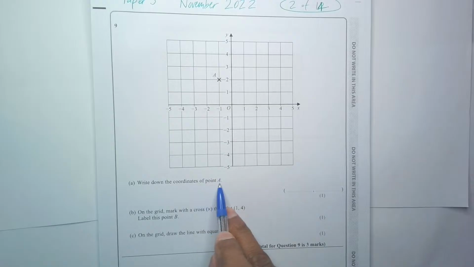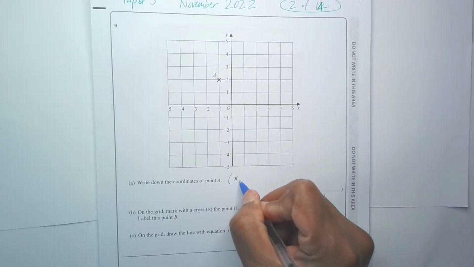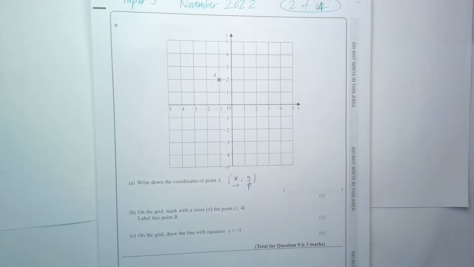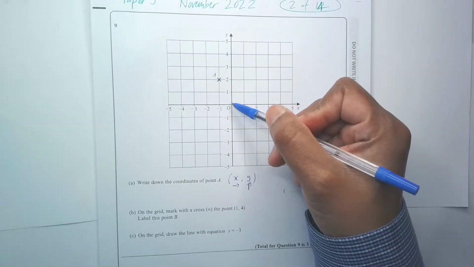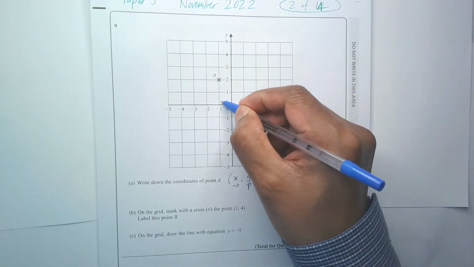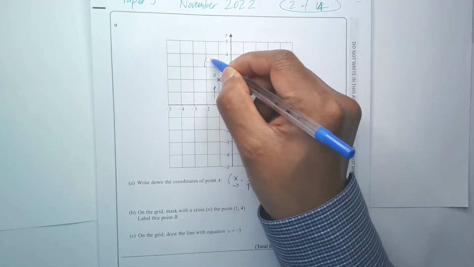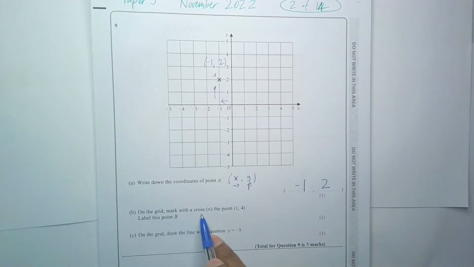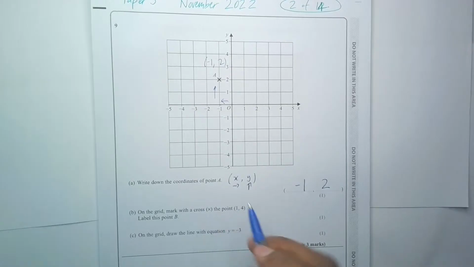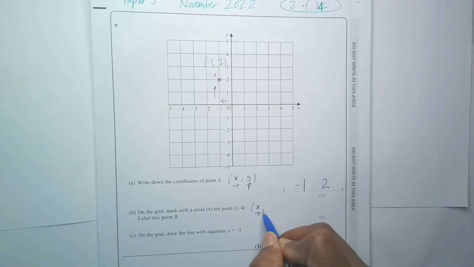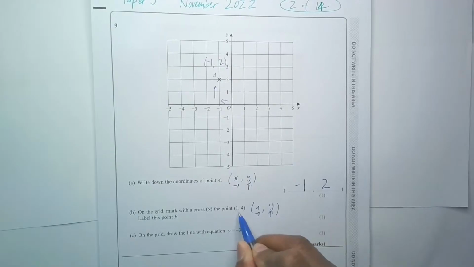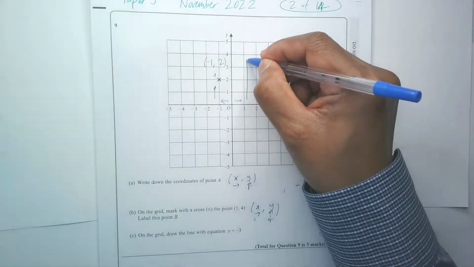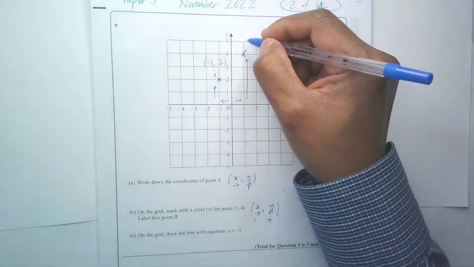So write down the coordinates of point A. So A is there. So remember, along the corridor, up the stairs. So x is our along the corridor, y is our up the stairs. So we start from the center, along the corridor -1, up the stairs 2. So -1, 2. On the grid, mark with a cross x the point 1, 4. So again, along the corridor, x, and then y, up the stairs. So along the corridor 1, up the stairs 4. And then I label this as B.